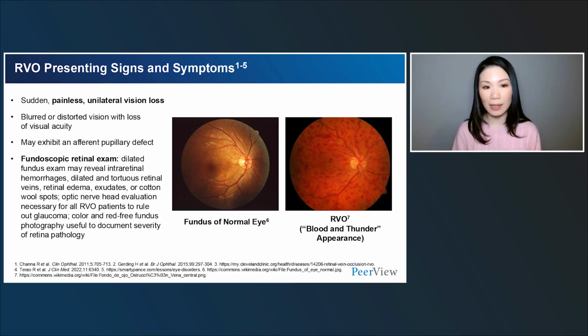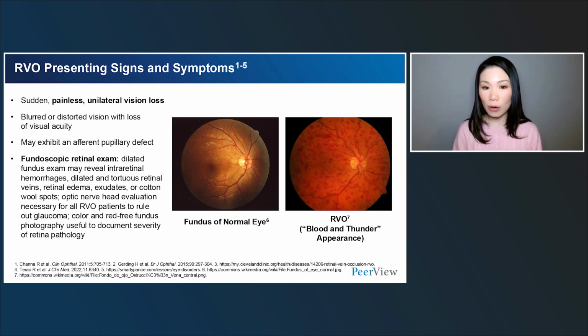We've already talked about a lot of this, about the painless unilateral vision loss that you see. Patients can also sometimes complain of distortion of the eye because of one of the common conditions called macular edema that's often associated with retinal vein occlusion. We talked about an afferent pupillary defect and looking for that.